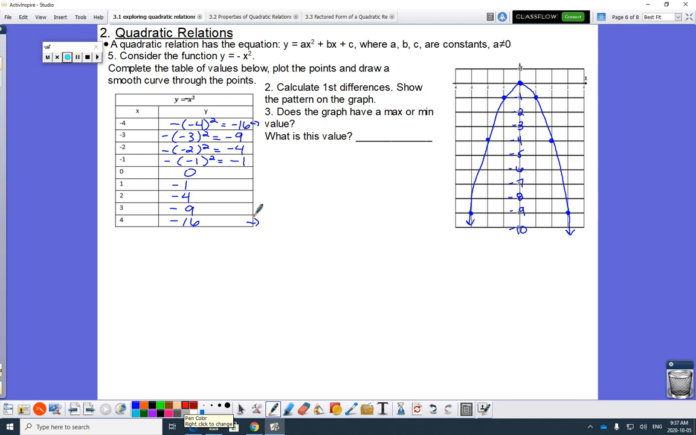Even if your table of values isn't on here, if you have an equation, you can figure out what the step pattern is. So -7, -5, -3, -1.